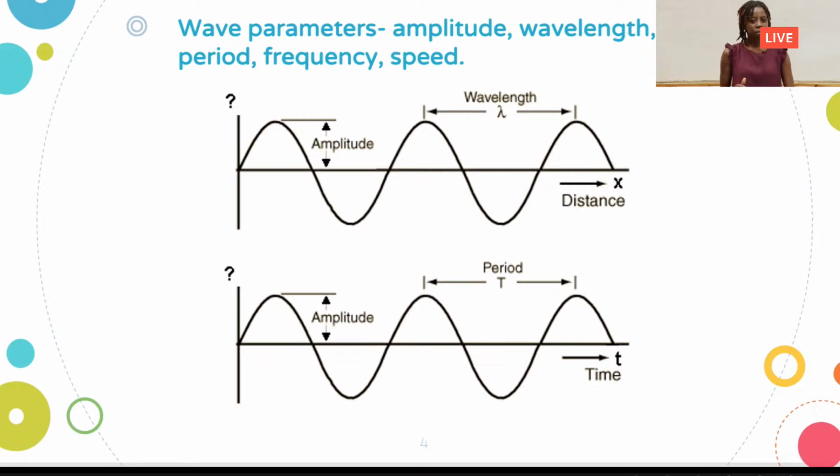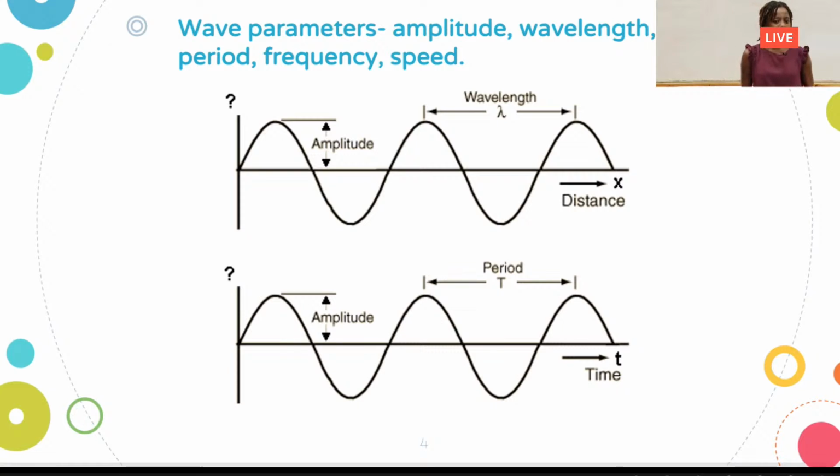Now, the maximum displacement from the resting position or the x-axis is your amplitude. Now, notice that as the wave moves up and back down, it's a certain distance away from the x-axis. So that would be the displacement. But the maximum point it displaces is the wave's amplitude.